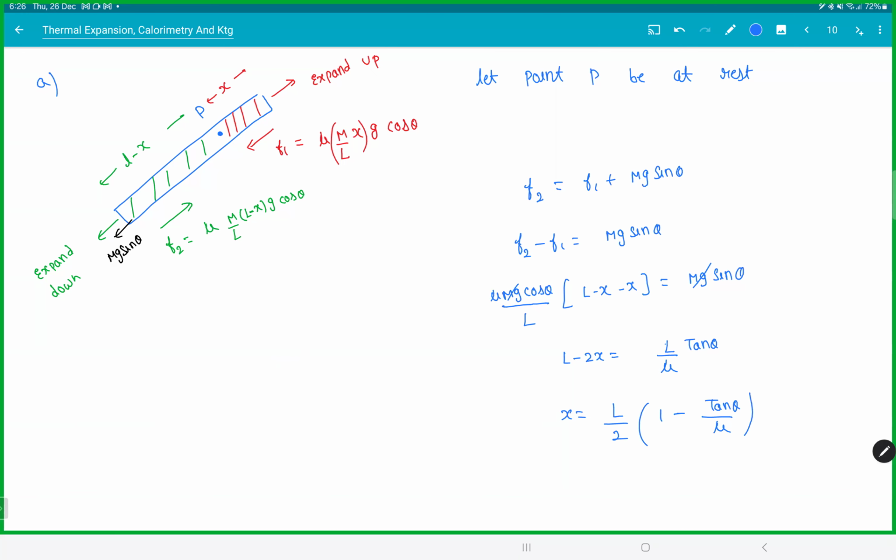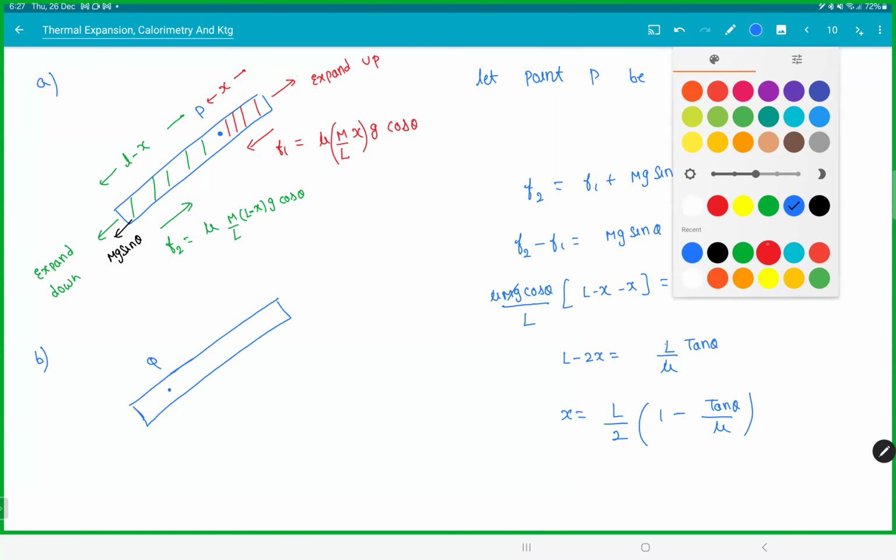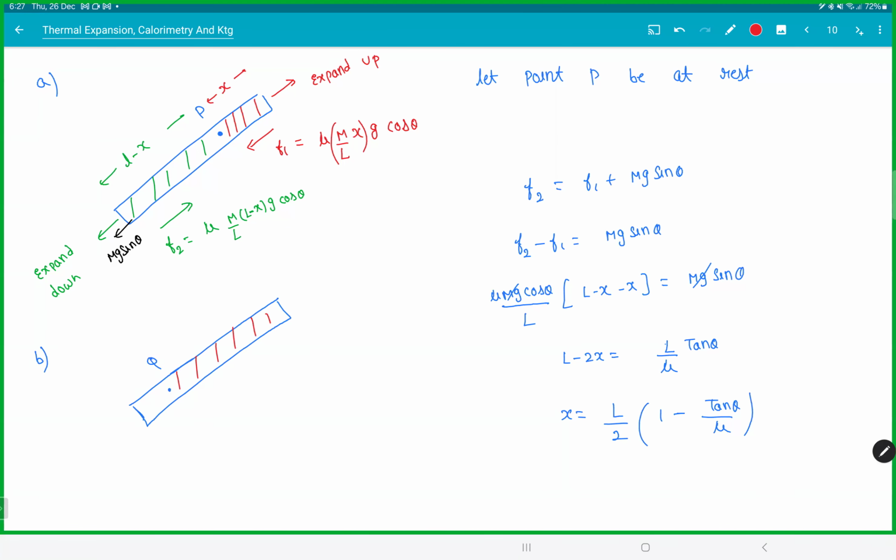Interestingly, if you do it for Q, what will happen in Q? If you say this point is Q, this part of the rod is doing what? It is compressing, right? This would be friction F1. If I take this to be L minus x, this would be mu m by L into L minus x g cos theta.